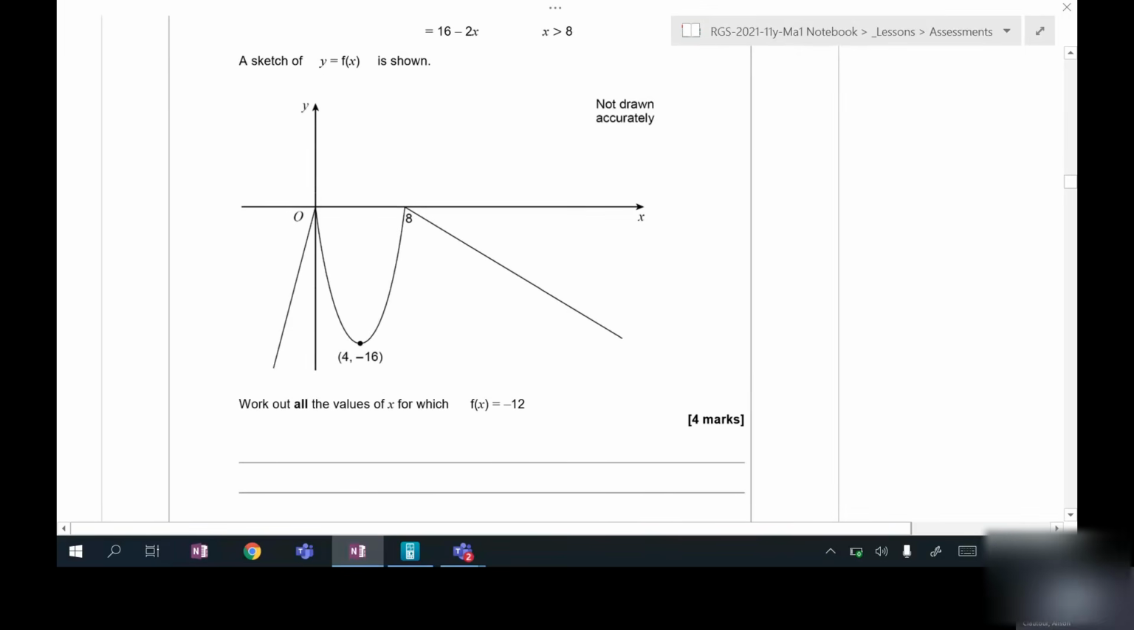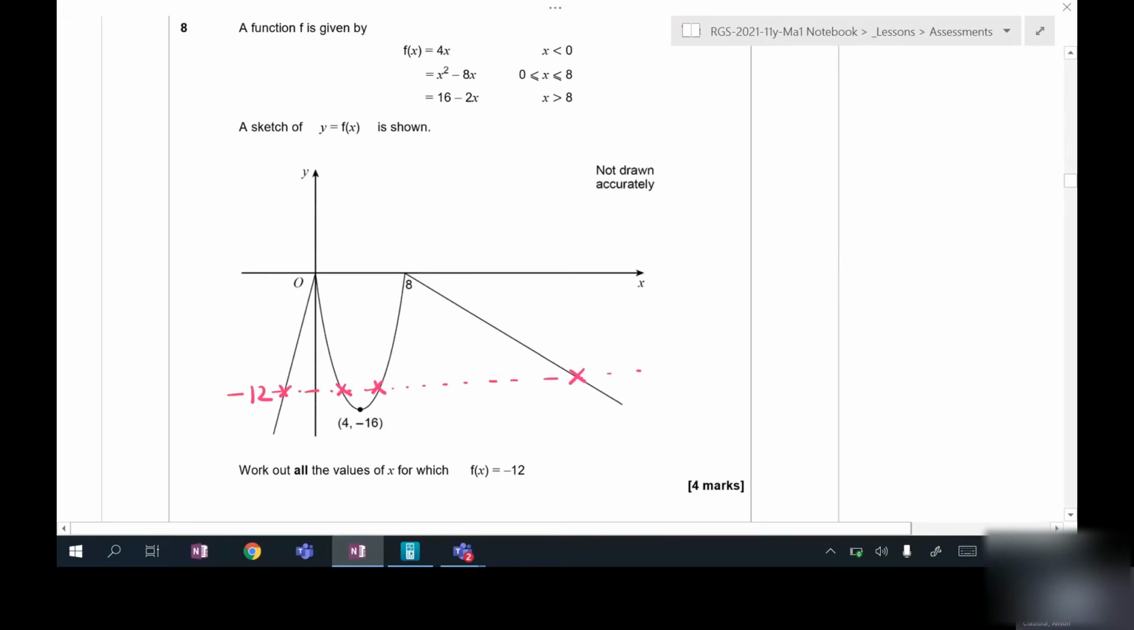If we're trying to find f of x equals minus 12, think about the graph. Say minus 12 is here. You would just draw a line across, and we're looking for these intersection points. You can see you're going to have 4 solutions. So really we just want to solve where each of those graphs equals minus 12.